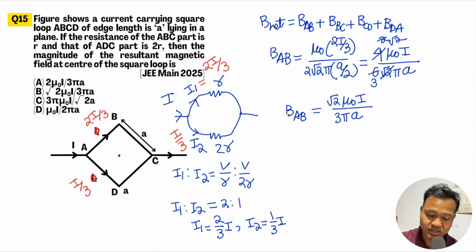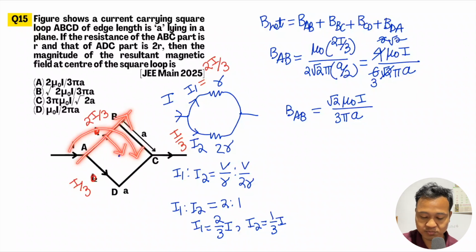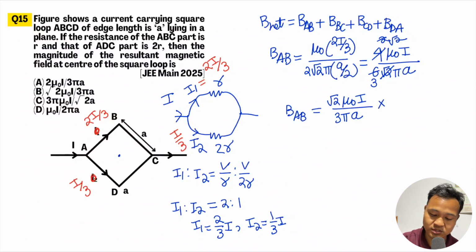Now the direction. So dL is along the current, and r is from the element towards the point. So dL cross r, by the curl rule, it will be inwards. So this is inwards.